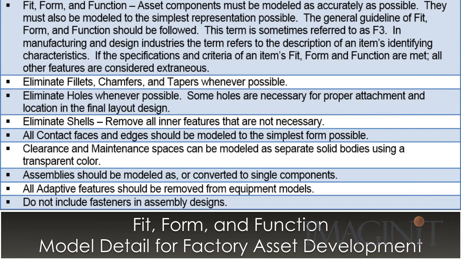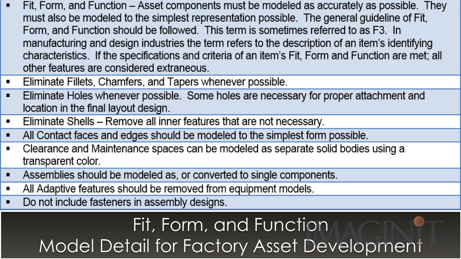I try to eliminate fillets, chamfers, and tapers whenever possible. I also try to eliminate holes unless they represent a specific connection point that's necessary for the asset. I try to eliminate shells or remove any interior features. The contact faces that are shared between assets are critically important, and they need to be modeled dimensionally accurate, but they also need to be modeled to the simplest form possible. My clearance zones and my maintenance spaces can be modeled as separate solid bodies, and I can use a transparent color to represent those spaces.